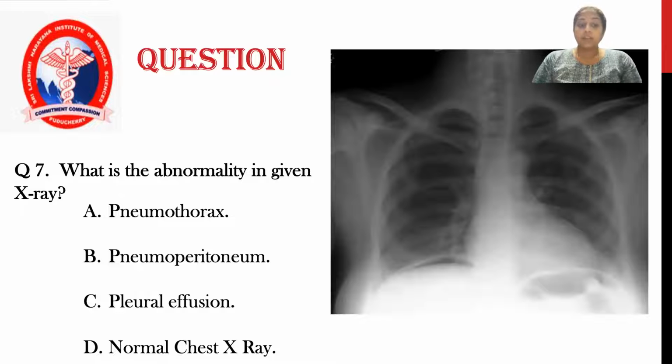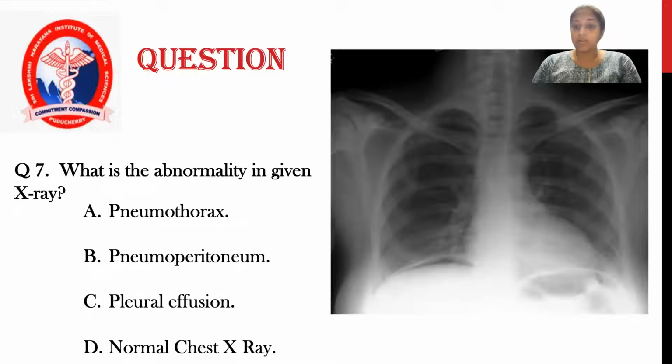This is a chest radiograph. Here we have an abnormality. I want you all to take a keen look, as this is the most common presentation in the casualty when you are working as the casualty medical officers. The option A is pneumothorax, B pneumoperitoneum, C pleural effusion, and D normal chest radiograph. I have already hinted that it is not normal, so it should be one of the first three options.